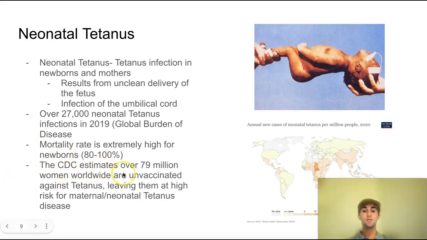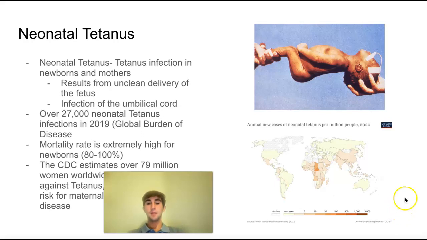There's a huge number of women around the globe who are still unvaccinated from tetanus, and that's leaving them at a very high risk for maternal and neonatal tetanus if they have children. Here you can see a map of where neonatal tetanus is happening, and it's in those regions where tetanus is prevalent, so Southeast Asia and Africa. You see a little in Central America as well.